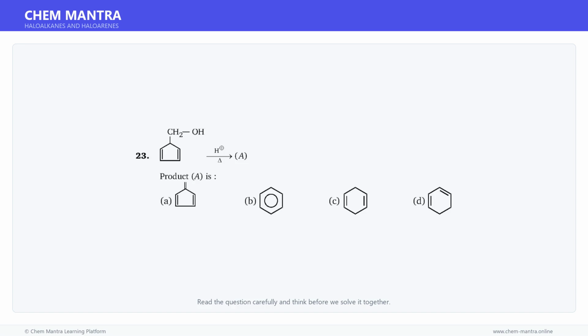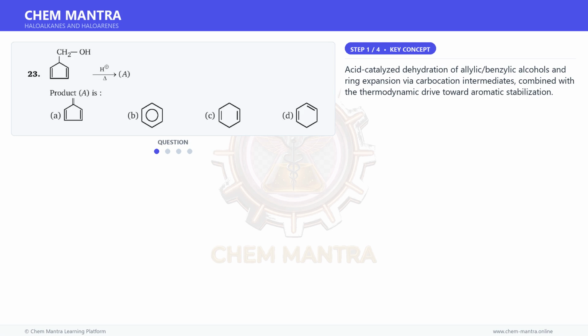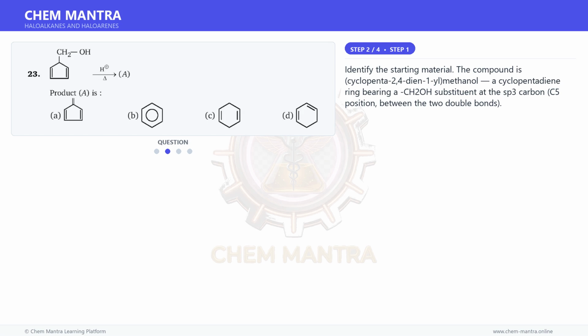Here is a question. Read it carefully and think about the answer. Let us solve it step by step. Let us first understand the key concept here. Acid-catalyzed dehydration of allylic benzylic alcohols and ring expansion via carbocation intermediates combined with the thermodynamic drive toward aromatic stabilization. Moving on to the next step.